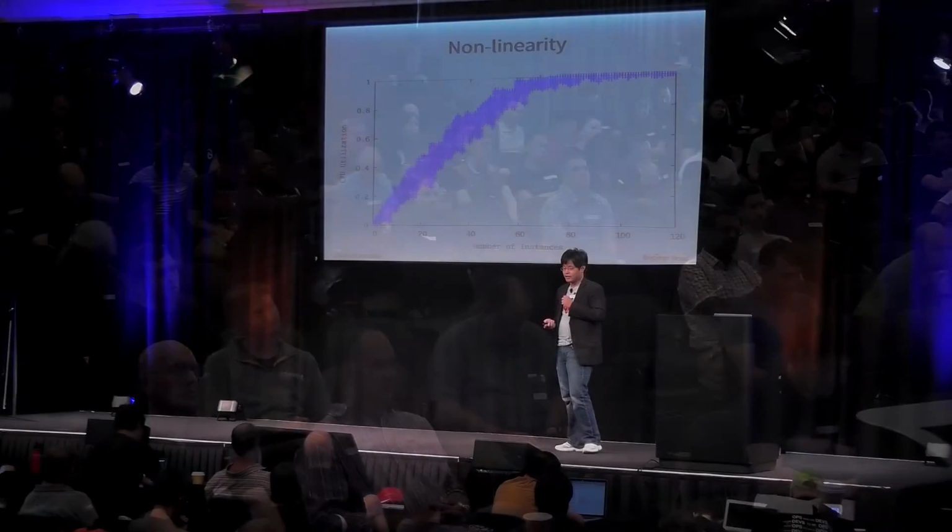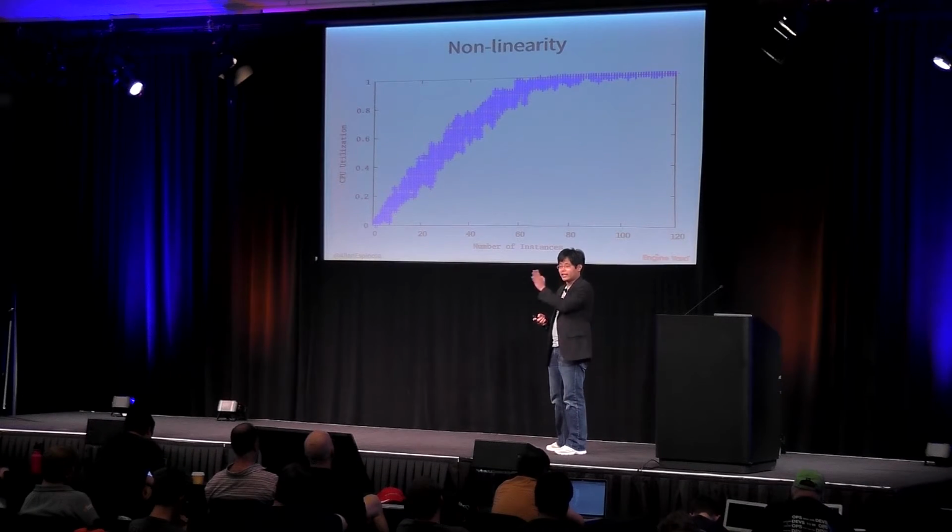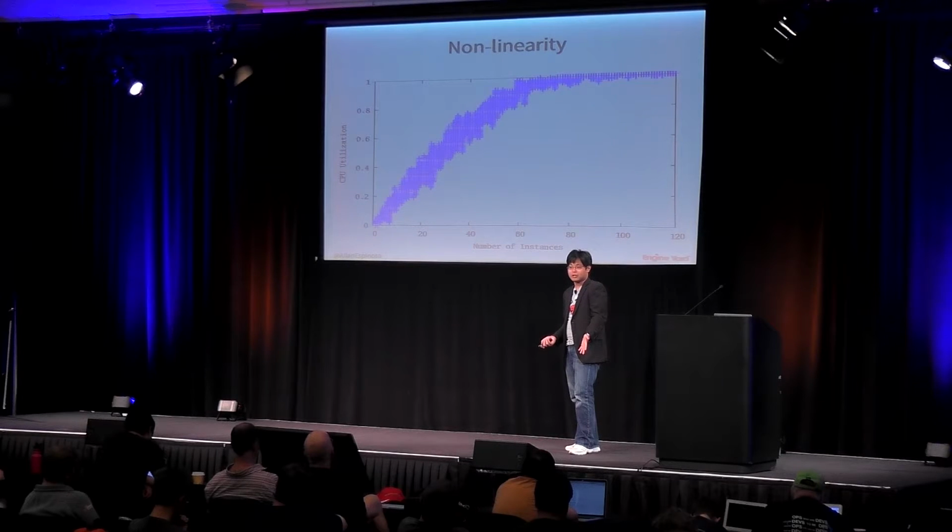However, you can have non-linearity in your model as well. Here, if you increase the number of instances, your utilization increases proportionally. It looks weird, but the point is that at some point, adding instances doesn't help your application. The utilization is still the same. Things are still on fire because the problem is probably somewhere else, like your database or load balancer.